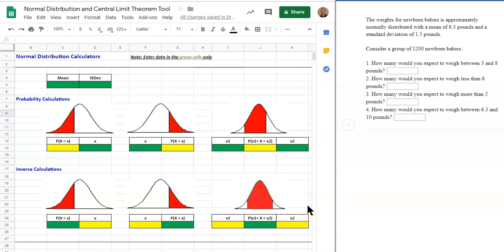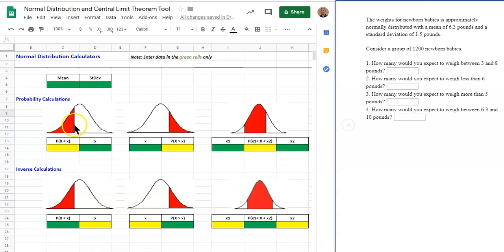In this video, we will be looking at the normal distributions and central limit theorem tool in Google Sheets to help us solve a problem. And in this video, we will be looking at the probability calculations portion of this tool. So let's get started. Okay, so with the normal distribution and central limit theorem tool, under the probability calculations, we see that there's three different tools that we have here.